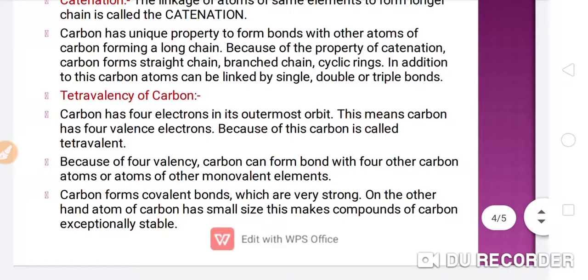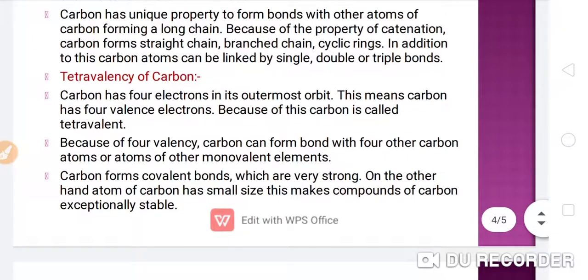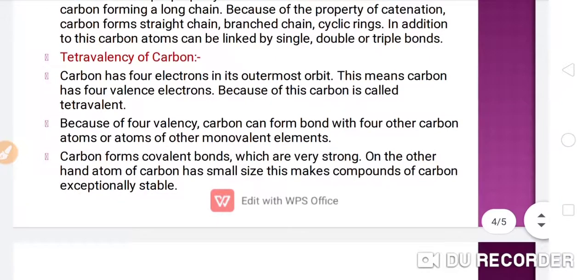Okay, now tetravalency of the carbon. This is another specific thing about the carbon, that is carbon has 4 electrons in its outermost orbit. This means carbon has 4 valence electrons. Because of this, carbon is called tetravalent. Second point, because of 4 valency, carbon can form bonds with 4 other carbon atoms or atoms of other monovalent elements. And carbon forms covalent bonds which are very strong. On the other hand, the atom of carbon has a small size. This makes compounds of the carbon exceptionally stable.